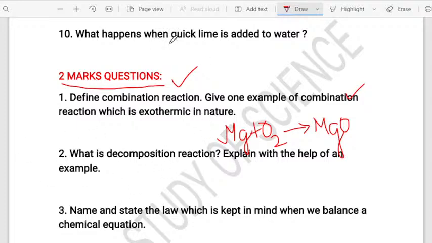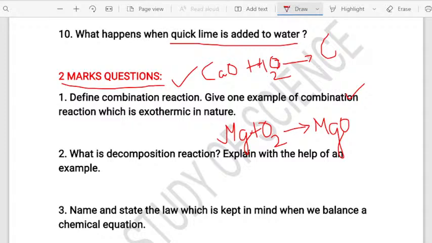So when water is added to quick lime, this is an example for exothermic. We just wrote it, didn't we? Write the same equation. Calcium oxide, when it combines with water, produces calcium hydroxide. Along with calcium hydroxide, a large amount of heat is also produced. So this is an example for an exothermic reaction, write it down. This is also an example for an exothermic reaction.